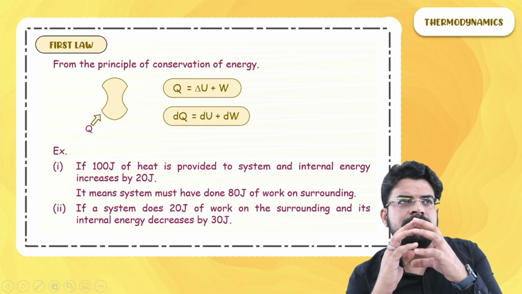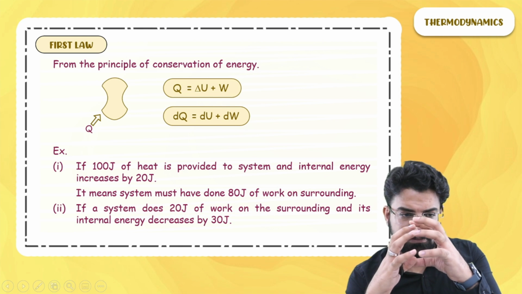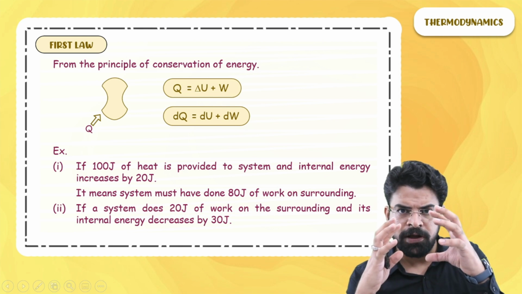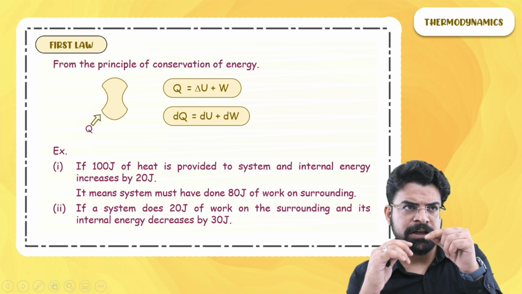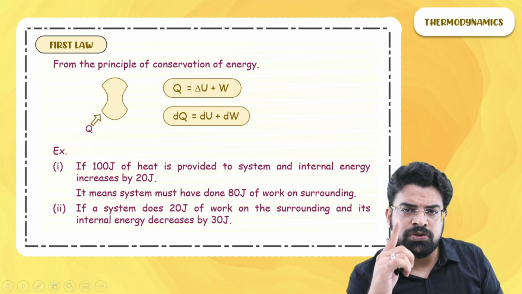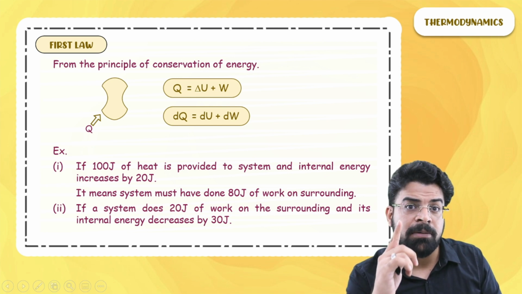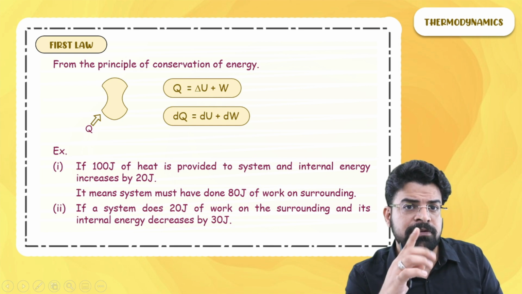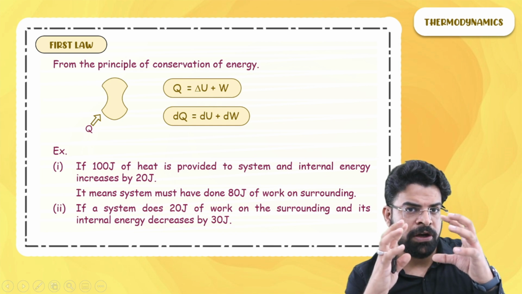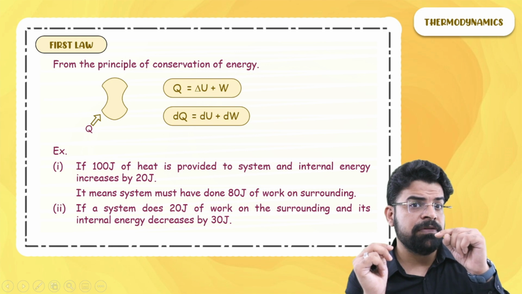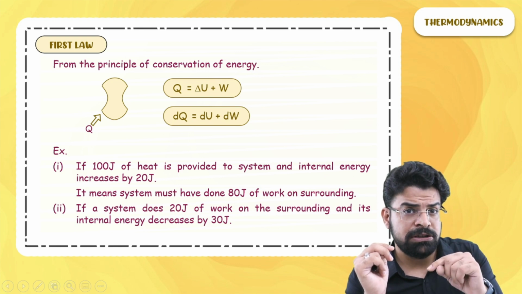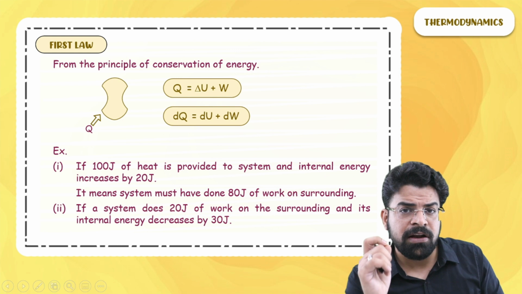So we say here the system does 20 joule of work on surrounding and the internal energy decreases by 30. It means that 10 joule of heat must have been discarded by the system. If the system does 20 joule of work on surrounding and discards 10 joule of heat to the surrounding, then only the internal energy will decrease by 30 joule.